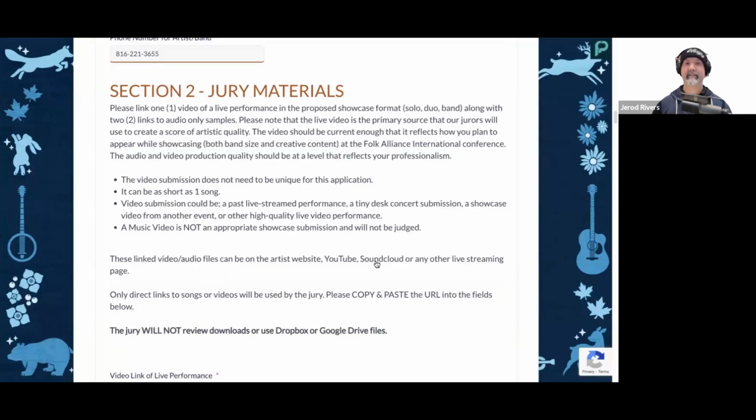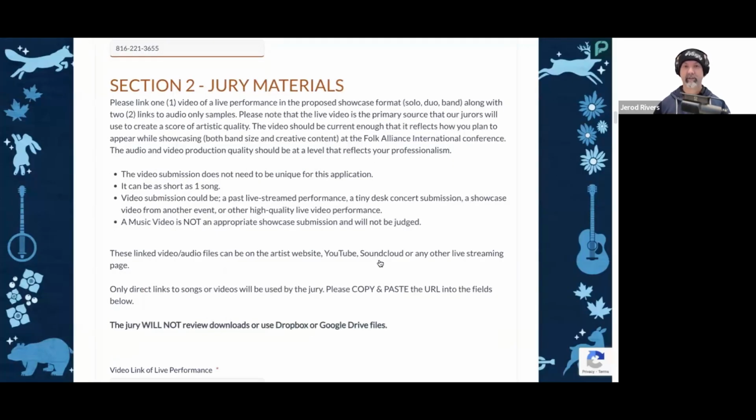Section 2. This is the jury materials. Everything in this section goes directly to the jury for the review of this application. It's really important to talk about the most important piece for your artistic quality, and that is the video performance link right here at the top. There's all kinds of information here about that video.